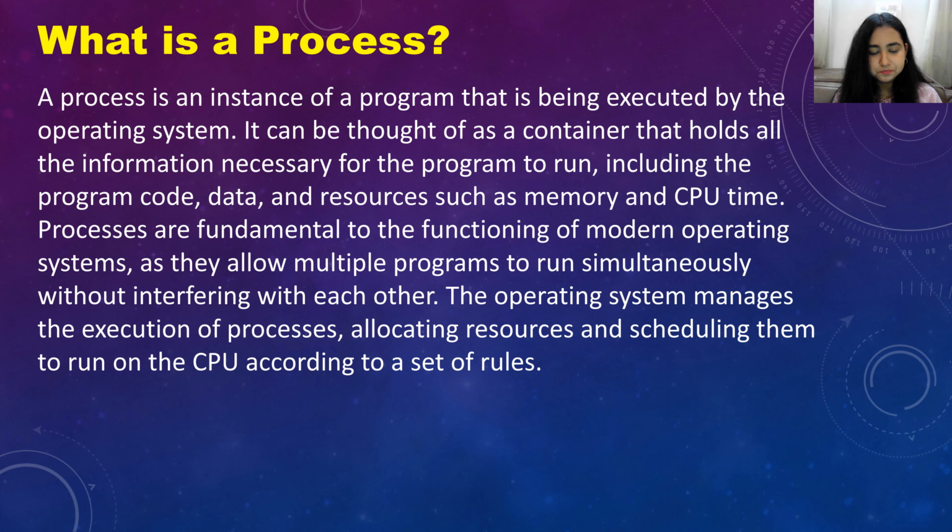What is a process? A process is an instance of a program that is being executed by the operating system. It can be thought of as a container that holds all the information necessary for the program to run, including the program code, data, and resources such as memory and CPU time. Processes are fundamental to the functioning of modern operating systems, as they allow multiple programs to run simultaneously without interfering with each other. The operating system manages the execution of processes, allocating resources and scheduling them to run on the CPU according to a set of rules.